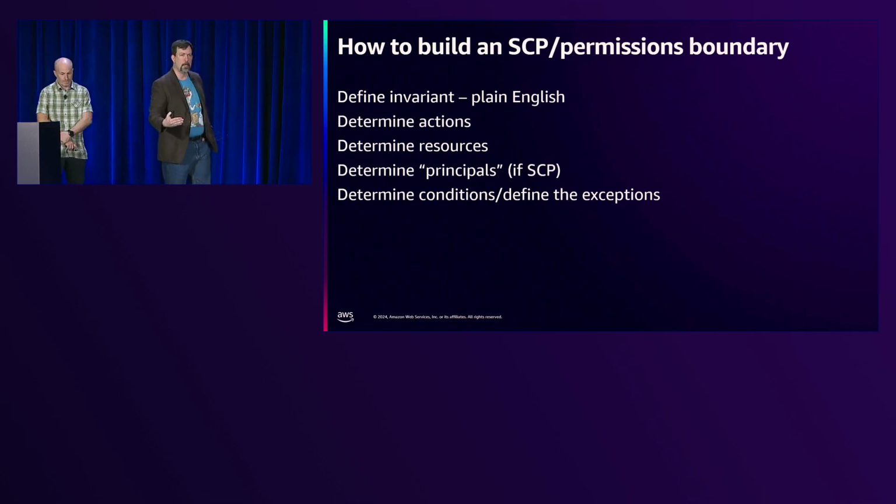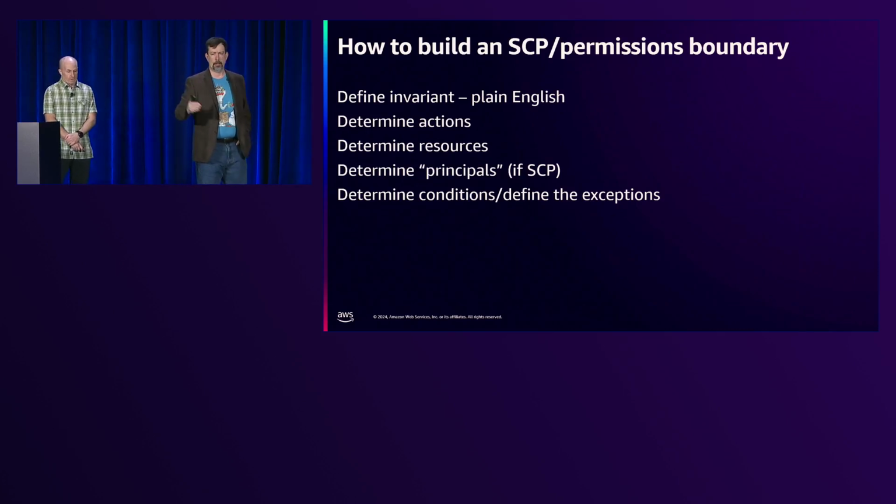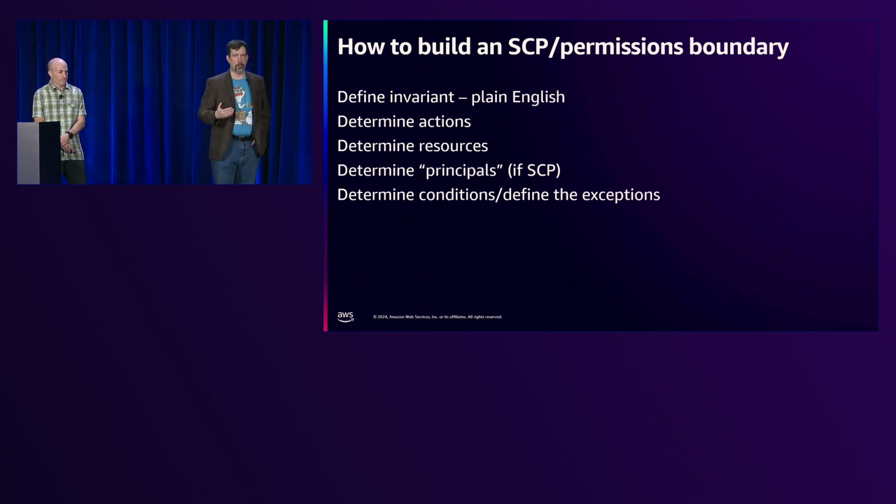So building your SCP, define your invariant in plain English or plain language. You need to determine the actions that are going to happen, like create EC2, create VPC. Determine the resources. Here's where you can build in some flexibility. Maybe I want to have a bucket naming scheme that says public dash whatever. Those buckets can be public. And so now it's very clear, if you're looking at a list of S3 buckets, which ones are public and which ones aren't, because only buckets that start with the word public are allowed to be public.